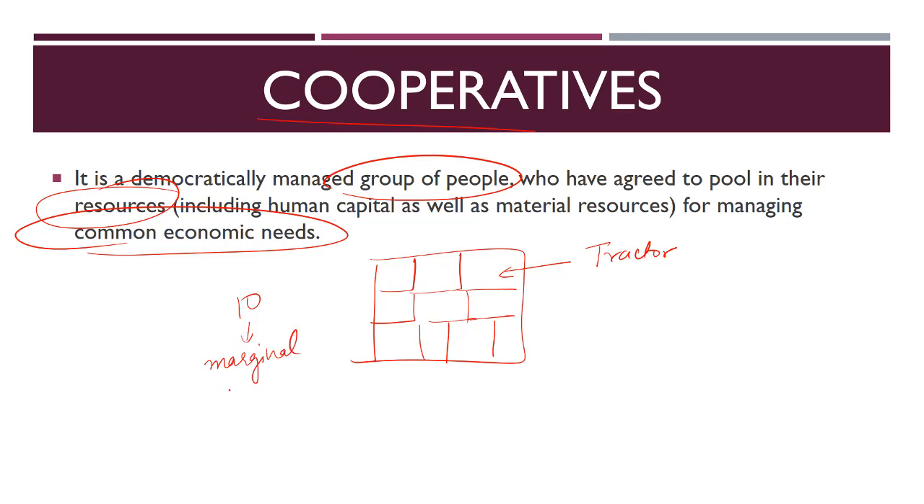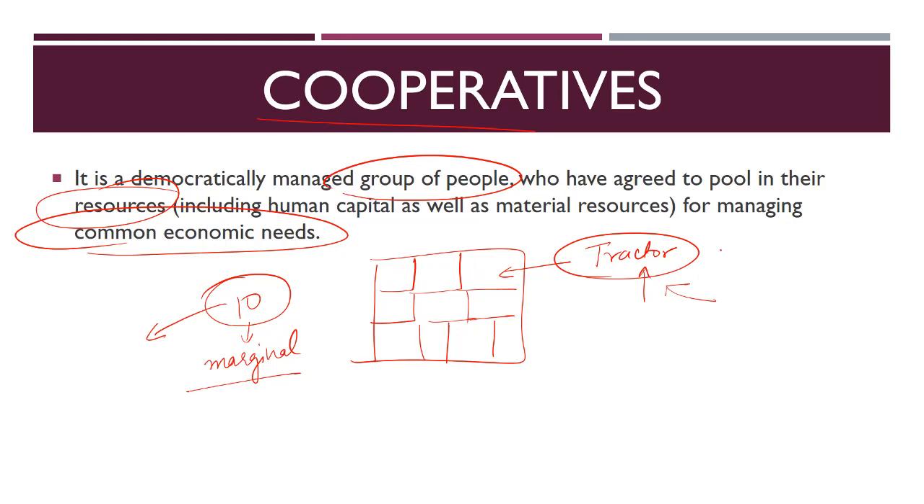So that is why it is not possible for any individual to buy a tractor. But then, these 10 people come together and pool in resources to buy a tractor. Now what will happen? When they have bought a tractor, whenever any one of them needs it, they can request the cooperative. They have formed a cooperative and now they can request for the tractor. If it is free for the day, they can take it and plow their field.